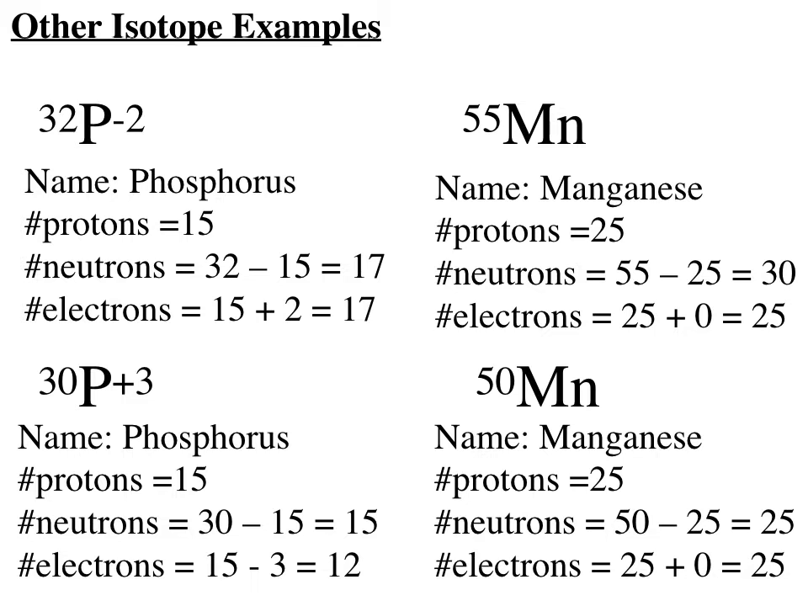Here are 4 more isotope examples. I'm not going to go through the details of all these. You should be able to do these processes. You should verify the number of protons, neutrons, and electrons present in each case. Of course, at some point when we take an assessment on this, you will have the opportunity to demonstrate to me that you're capable of doing this.